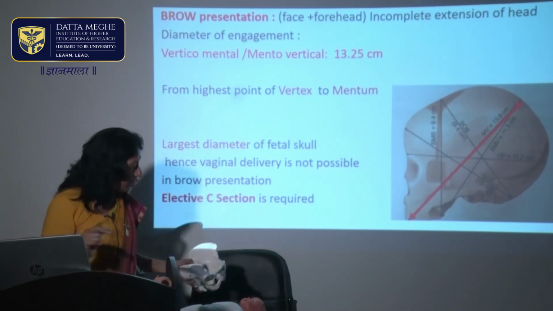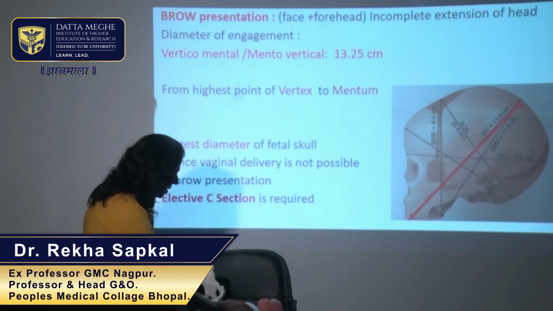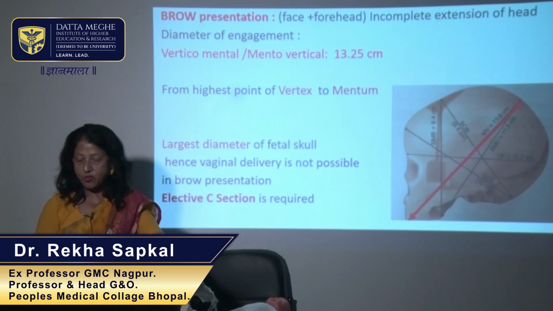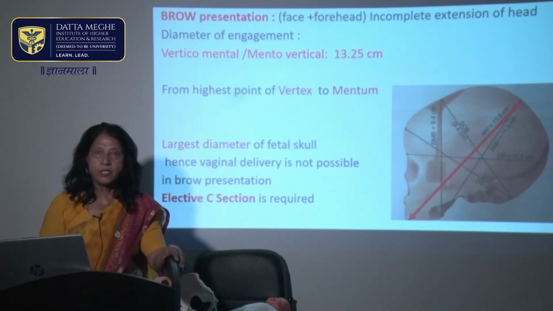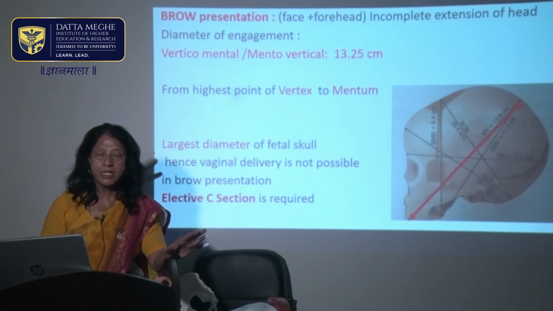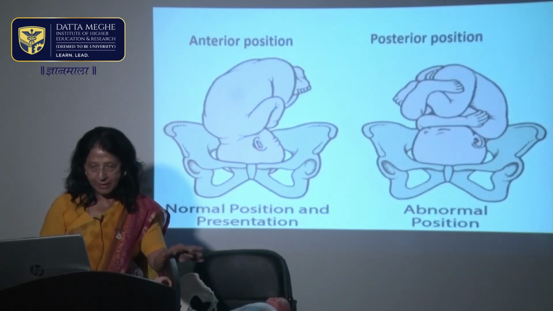That means I have to take the patient for cesarean section before onset of labor. Otherwise, there is a risk of rupture of uterus, cord prolapse and what not. So, remember brow presentation is a very abnormal condition where the largest diameter of the fetal skull is the problem, and that is why cesarean section is required.